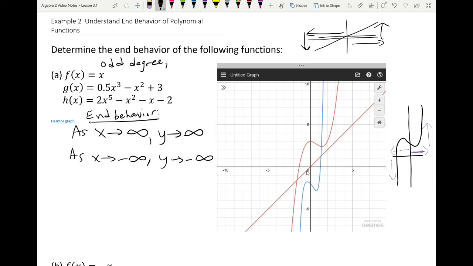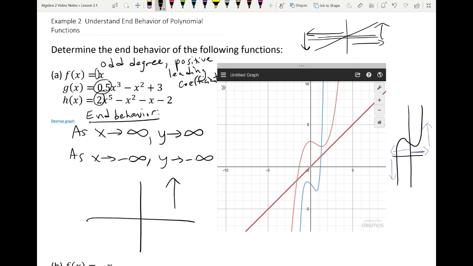And these functions have a positive leading coefficient. The leading coefficient here is 1. The leading coefficient here is 0.5. The leading coefficient here is 2. So the positive leading coefficient tells you a whole bunch about the function. If it's positive and the degree is odd, it's always going to have this pattern. So this is the pattern for an odd degree, positive leading coefficient.